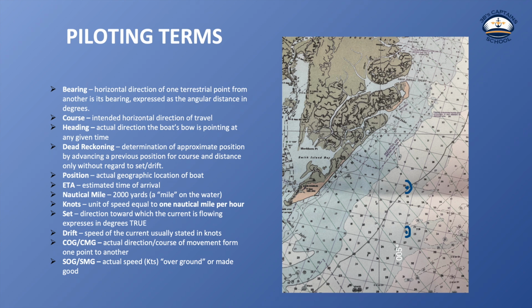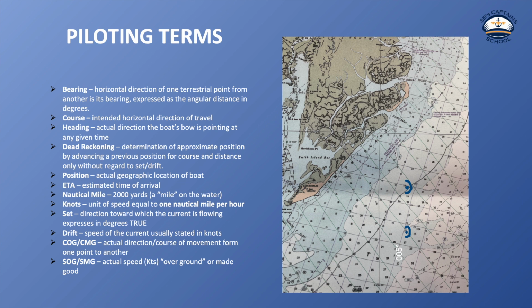When we're on the water, we're talking about nautical miles, which are a little bit farther, about 6,000 feet or 2,000 yards, instead of 5,280 feet or whatever a statute mile is. So a knot is just a nautical mile per hour. So if I said I'm doing 10 knots, I'm doing 10 nautical miles per hour.